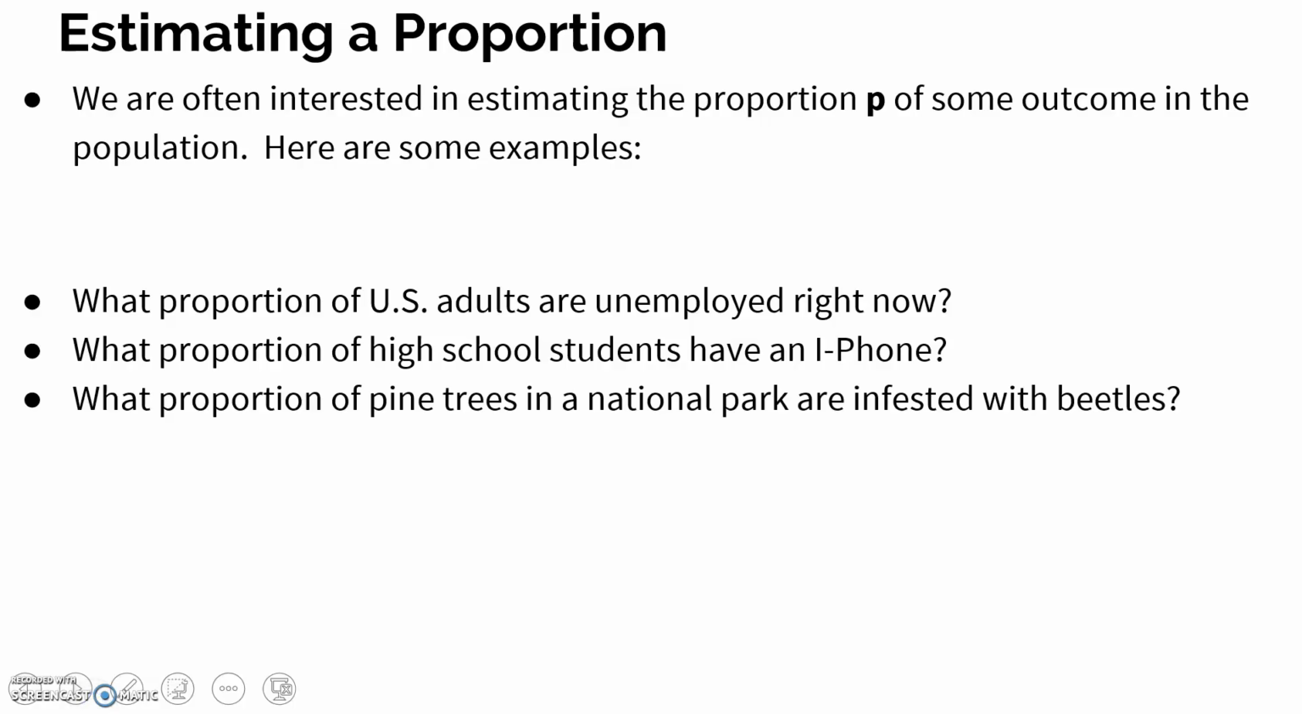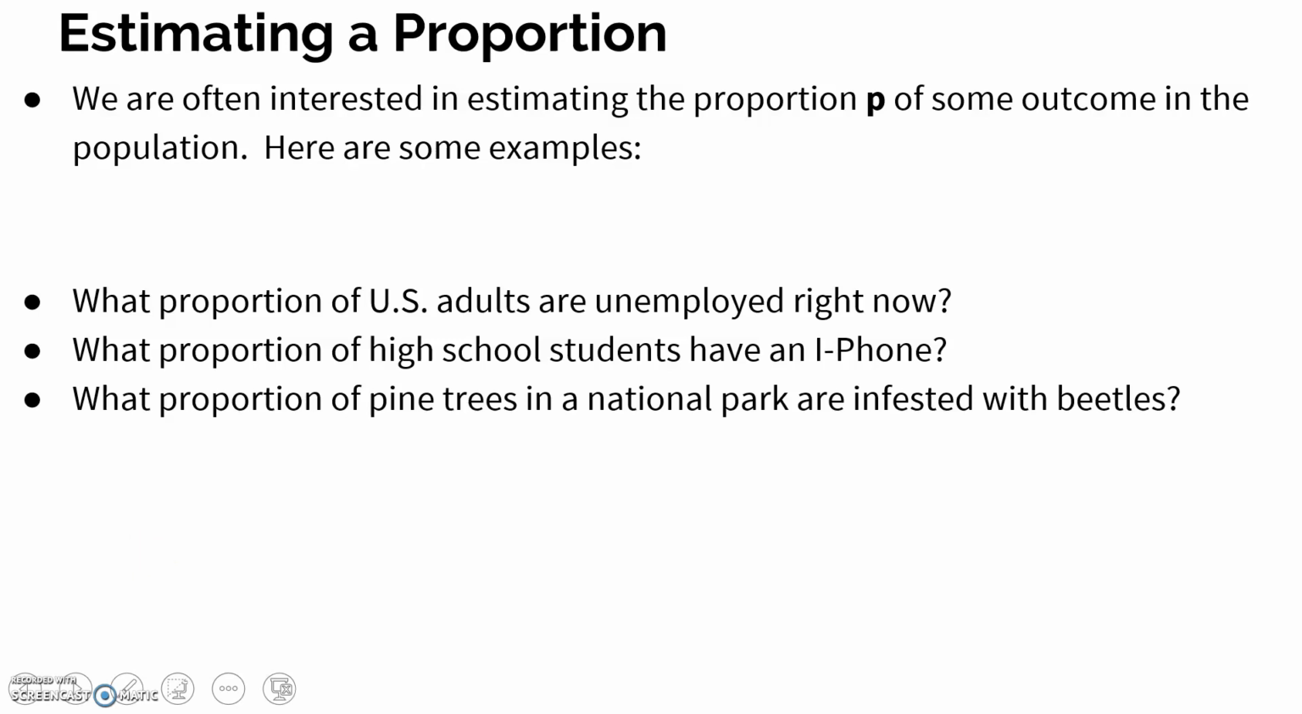This is what we often want to do when we make a confidence interval. We're trying to answer this question about our population. Let's say we want to know what proportion of U.S. adults are unemployed right now. It's something that we would want to figure out, and a confidence interval could help us get a nice estimate of values. We also might want to know what proportion of high school students have an iPhone. Again, these are numbers about our population that we might want to know about, and although we may not be able to get the exact answer, we can get a nice, accurate confidence interval.